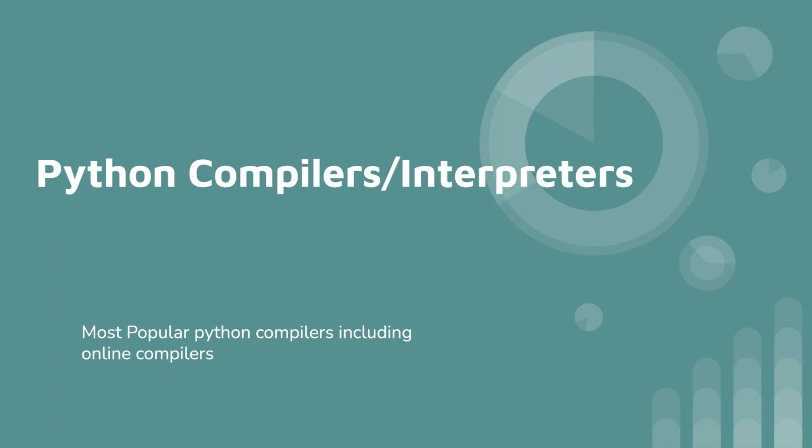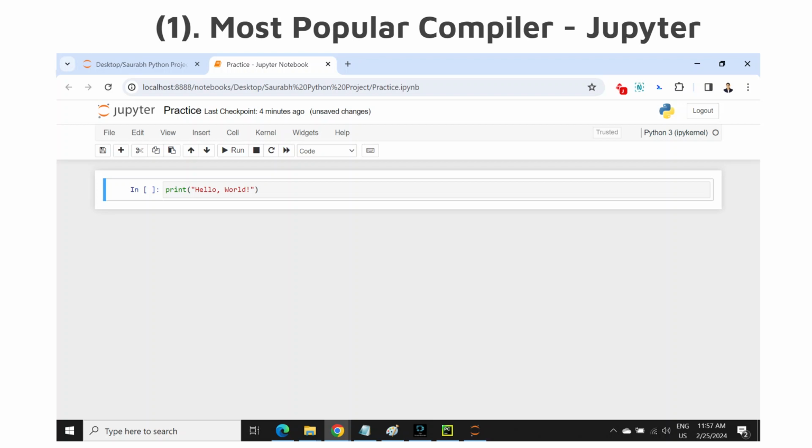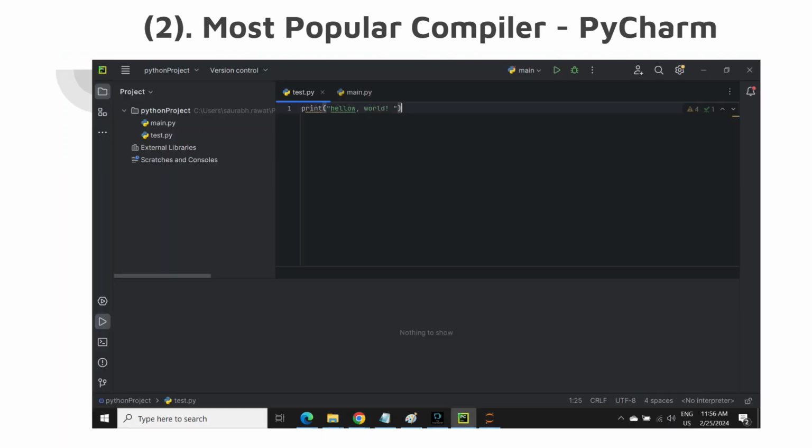Today I'm going to talk about Python compilers or interpreters. So there are a few popular compilers where you can write a Python program. Let's see about it. So first is the most popular compiler, Jupyter Notebook. Jupyter Notebook is simple. It's famous for its simple structure. Here you can just write your program and run your program, and I will give you some more explanation after the complete slides.